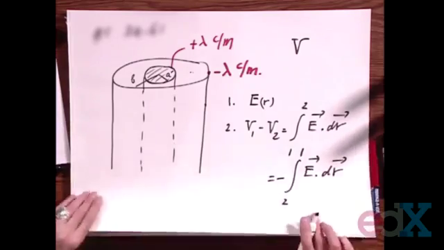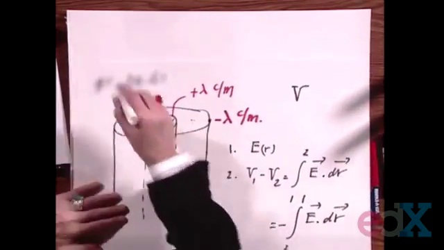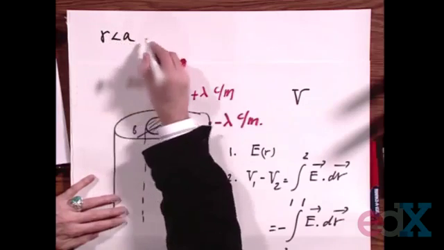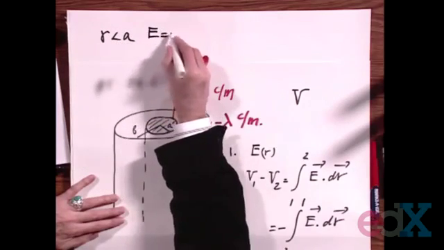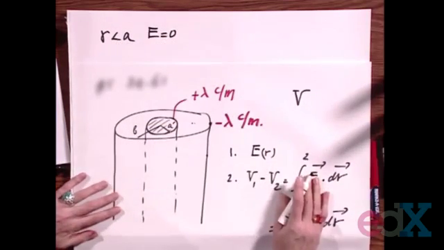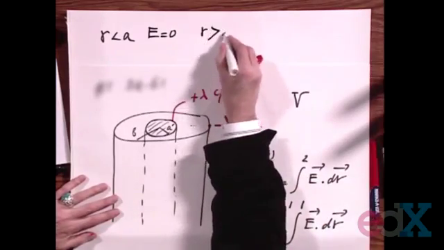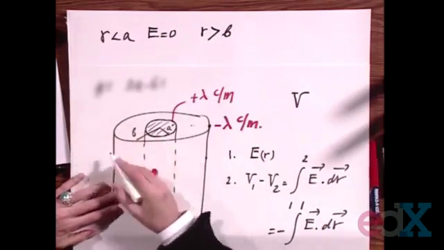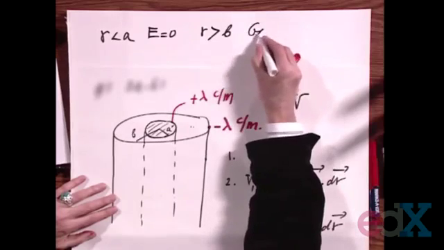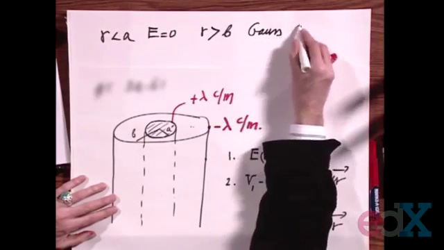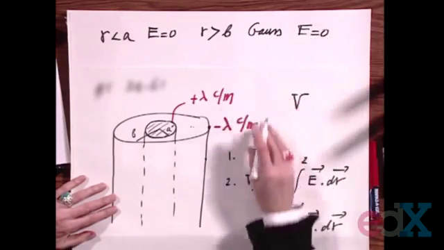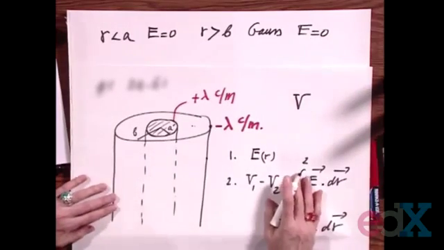Very well. Let's now first look at r smaller than a. It's very clear that E equals 0 there. But let's go for r larger than b, that is outside the cylinder. It's clear that if you apply Gauss's law, you will also find that E equals 0. And I will leave you with that.